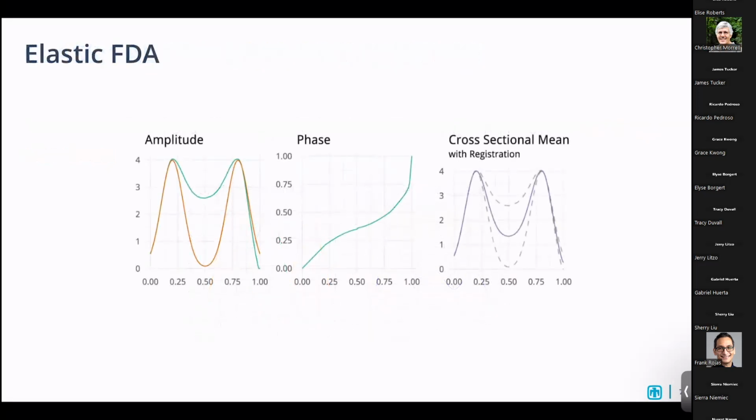So in Elastic FDA, what we want to do is break up the two sources of variability into the amplitude and phase components, where we compute our means in the appropriate spaces with the appropriate metrics. For example, if we align the peaks and the valleys using our elastic metric and do the cross-sectional mean of those aligned functions, we'll have a mean that's representative of the underlying data generating mechanism. And that's really the underpinning of what we're going to get to talk about today.